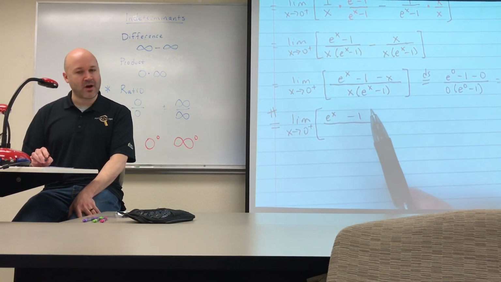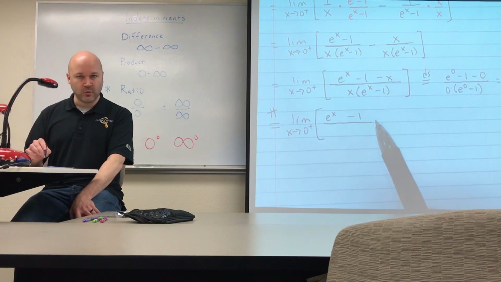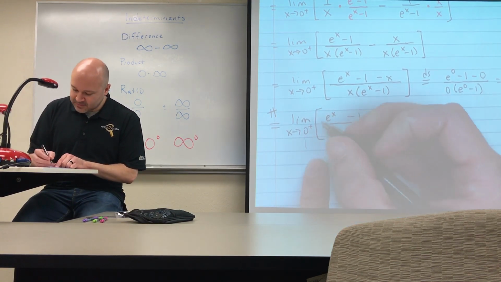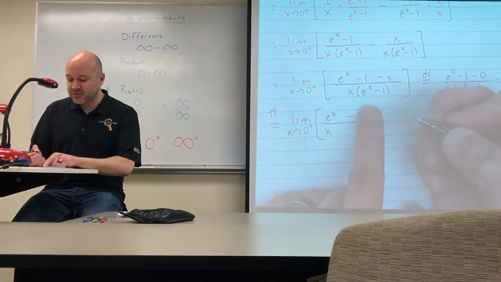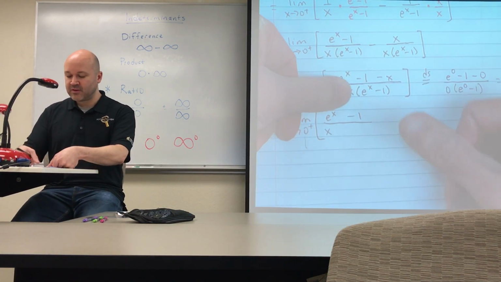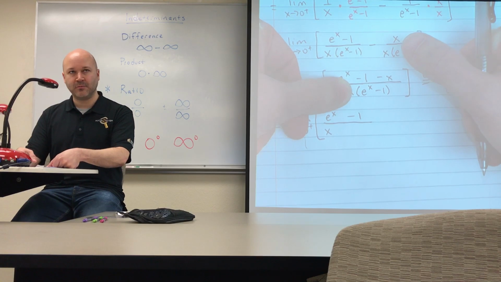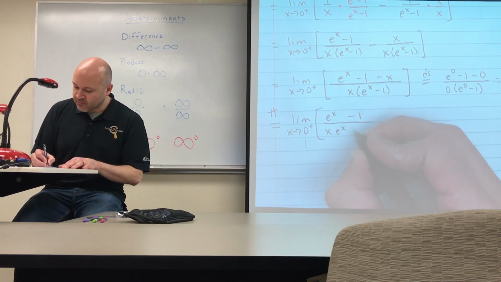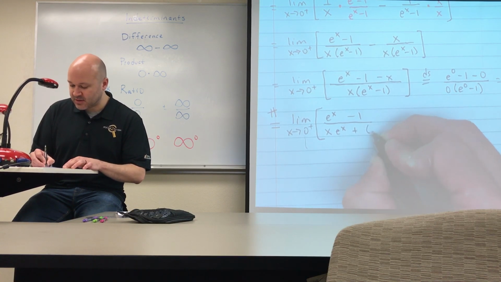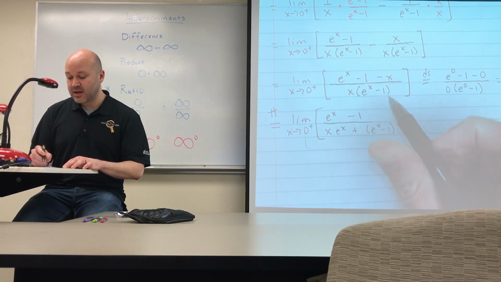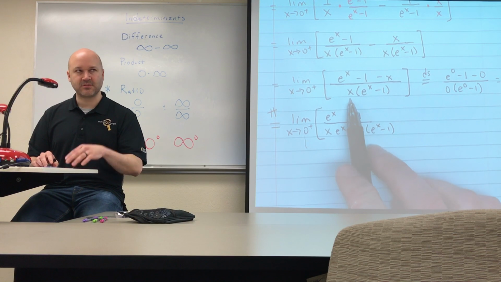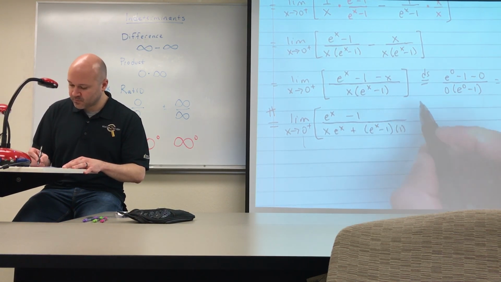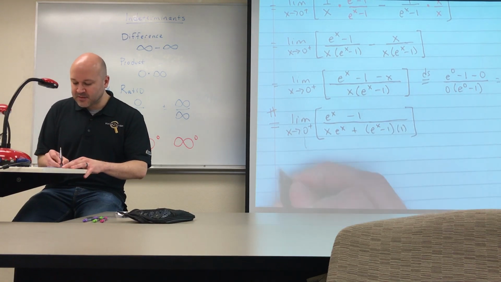Down below, I do have a product, so I'm going to apply the product rule for derivatives. First, times the derivative of the second. Well, the derivative of e to the x minus 1 will be e to the x. Plus the second function, e to the x minus 1, times the derivative of the first, 1. Clean this up a bit.